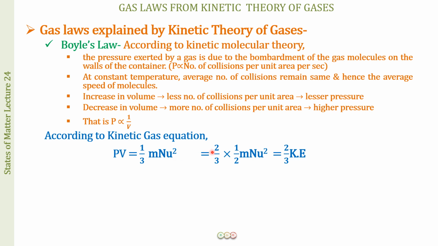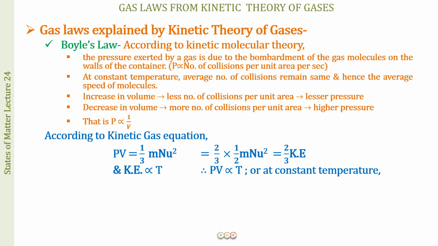Now multiply this by 2 and divide by 2, so you get PV equal to 2/3 kinetic energy. And as we discussed in the last lecture, kinetic energy is proportional to temperature. So if PV is equal to 2/3 kinetic energy and kinetic energy is proportional to temperature, then PV is also going to be proportional to temperature.